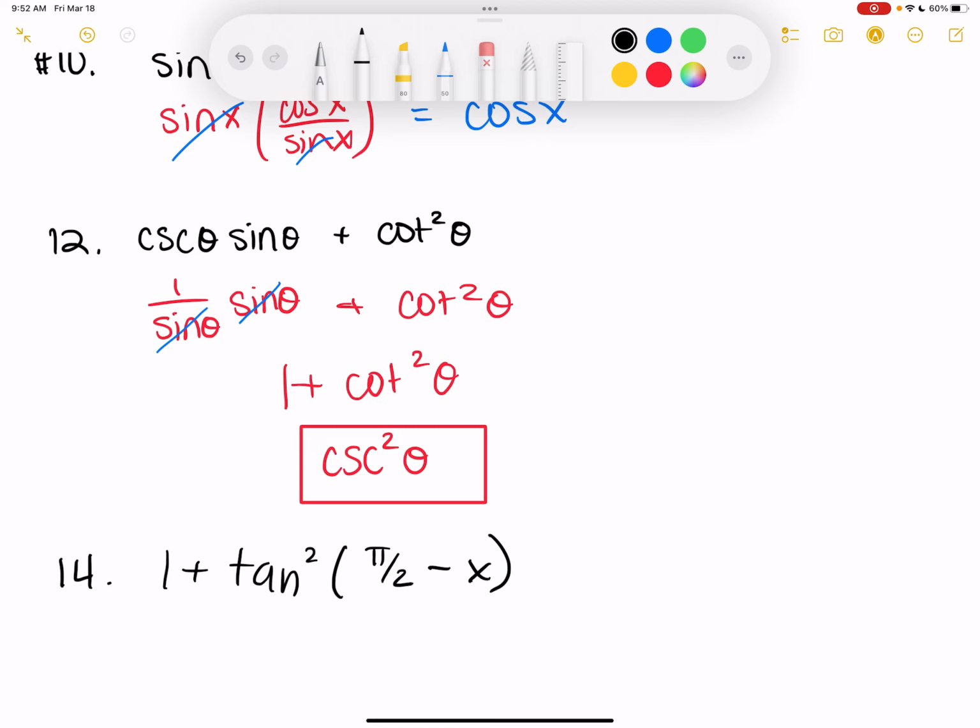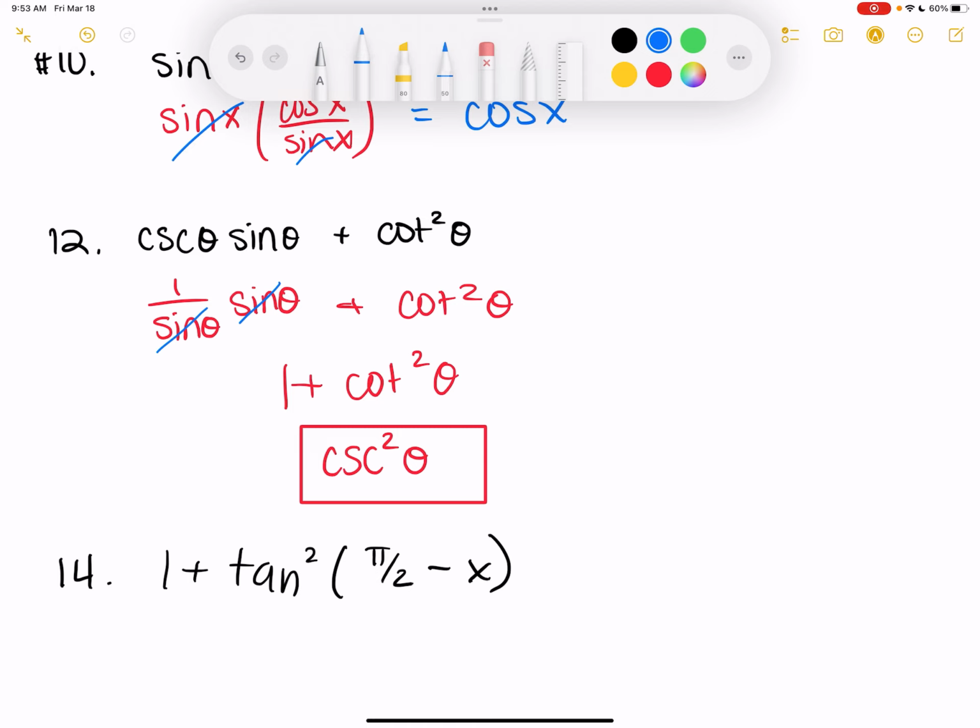Well, the problem is how this is written. If you look, you should have some identities that look something like this: tangent of pi over 2 minus theta equals cotangent. Well, x and theta are the same thing. Don't let that confuse you. They're both variables. You can change them all to be x, or all to be theta. I don't care. Just don't mix them in a problem.